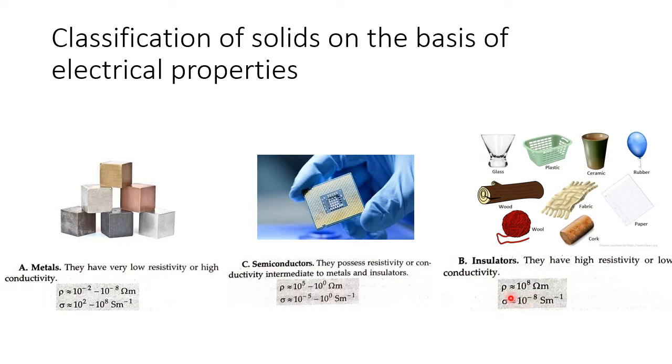Now there are certain types of solids or materials which are classified as semiconductors. So what are semiconductors? Semiconductors possess resistivity or conductivity intermediate between metals and insulators. Their resistivity is greater than the resistivity of metals but smaller than the resistivity of insulators. Their conductivity is greater than the conductivity of insulators, but smaller than the conductivity of metals. Such materials are known as semiconductors.